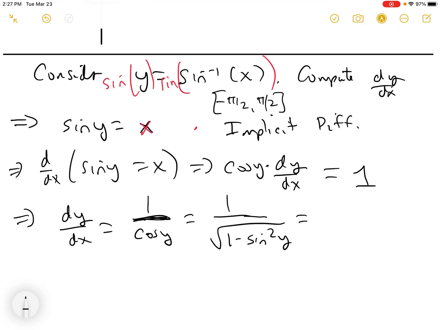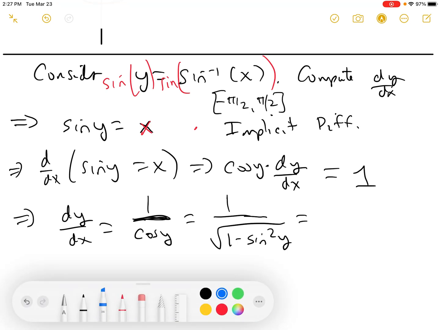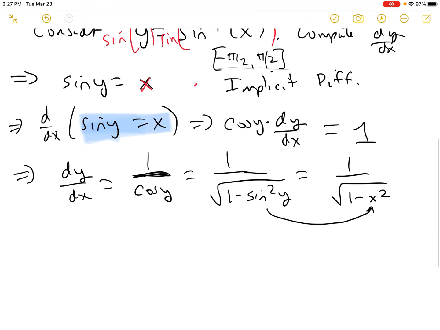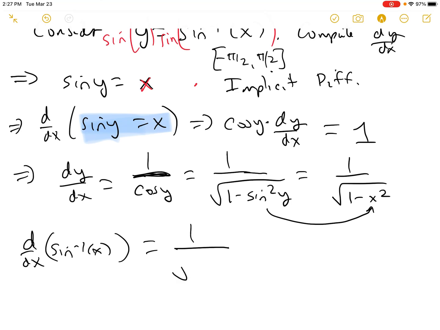And then from this identity, this is the cool step for me at least, you get that the sine of y is x, so this becomes 1 over the square root of 1 minus x squared, because the sine of y equals x. And there you have it. The derivative of the sine inverse of x is 1 over the square root of 1 minus x squared.